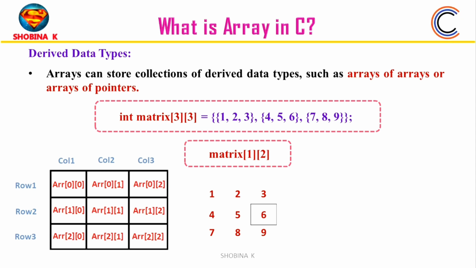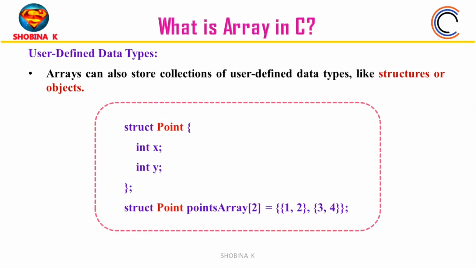Arrays in C can store a collection of user-defined data types such as structures. Here is an example which illustrates the concept of a structure named point. Struct point is a structure definition. So here we define a user-defined data type named point using the struct keyword. This structure contains two members, x and y, both of type int.